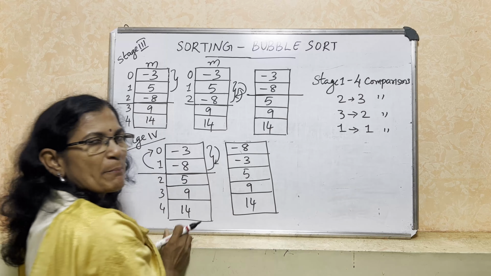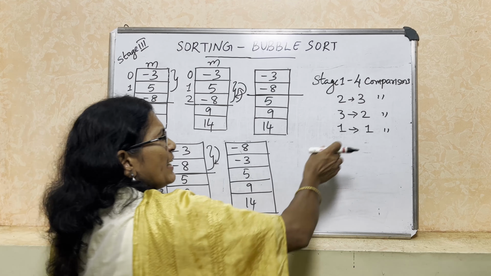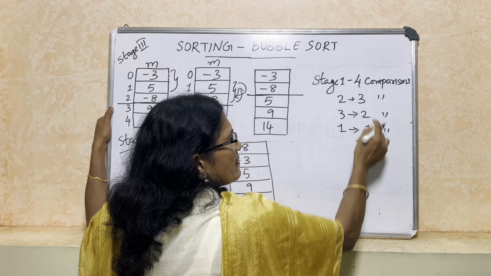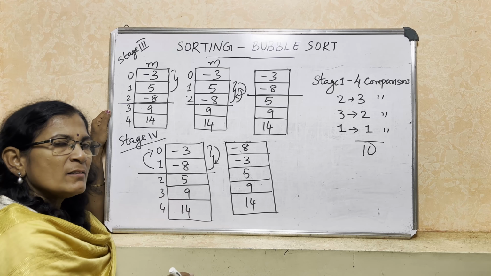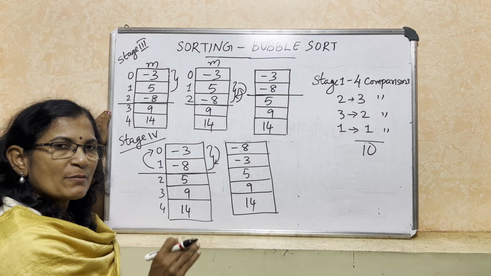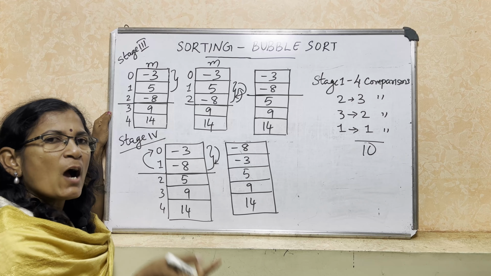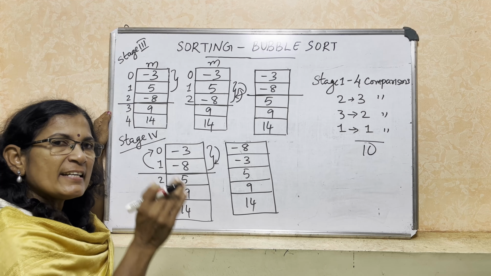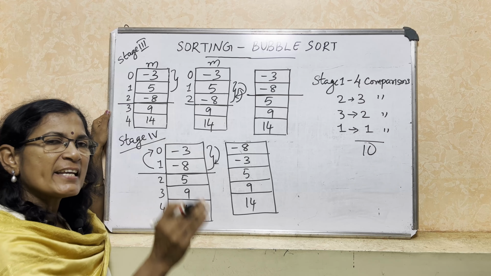4 stages of comparisons are involved. How many comparisons are done? We have carried out a total of 10 comparisons: 4 plus 3 plus 2 plus 1. So to carry out all these comparisons and to swap the values whenever required, we have to use a nested loop. The outer loop can be used to change the stages, and the inner loop can be used to carry out the comparisons at each stage.